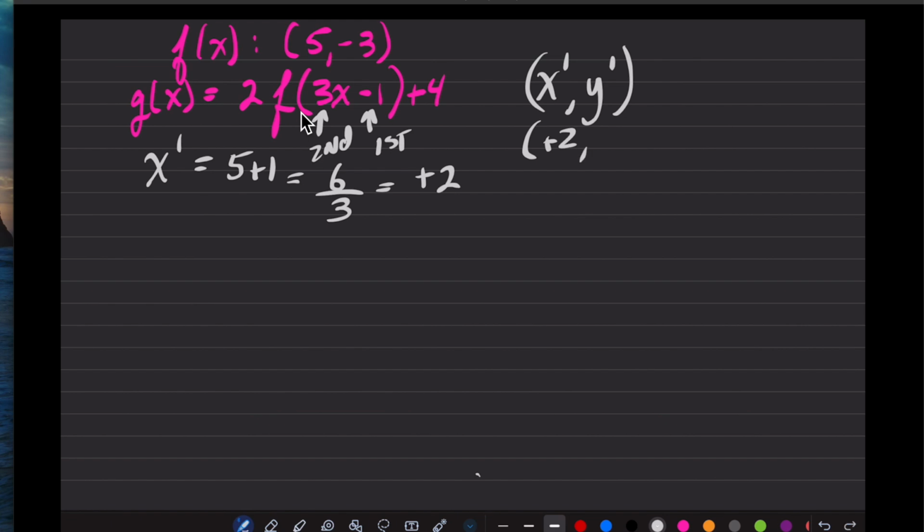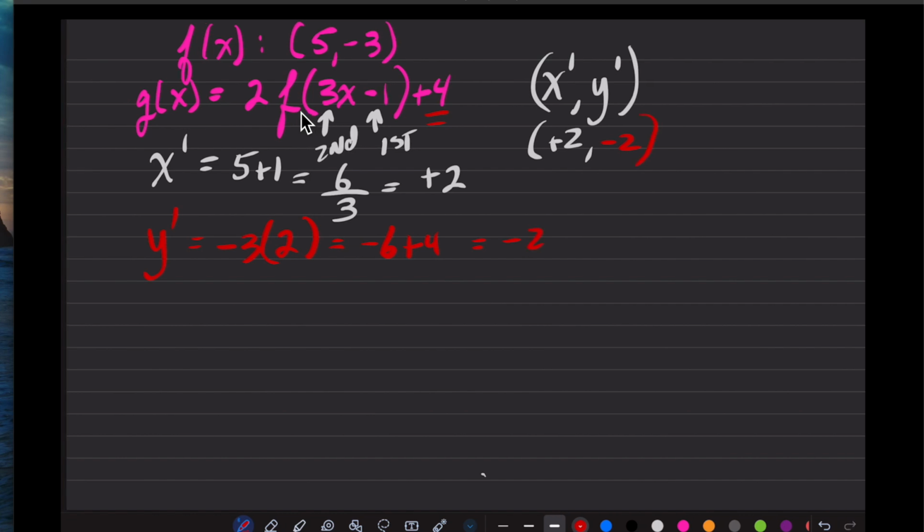For the y value, we're going to take the y original, which is negative 3. We're going to multiply it by the a value, which is 2. That gives us negative 6. And then we're going to add the positive 4, and we're going to get negative 2 as our y prime.